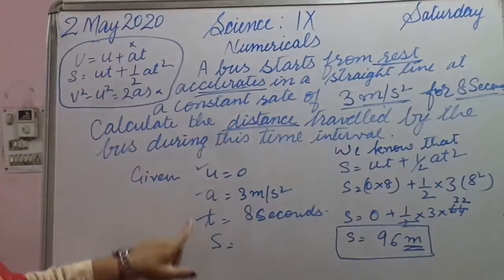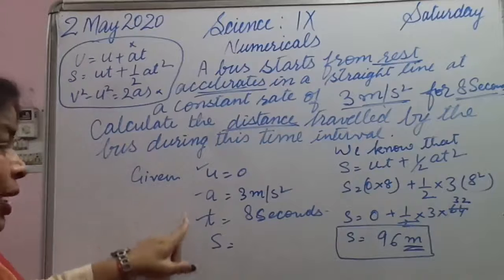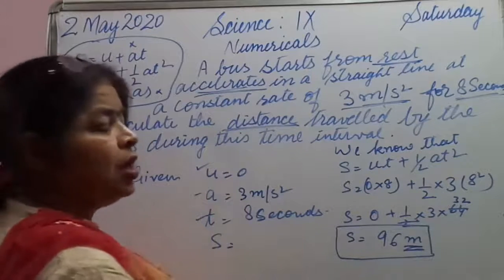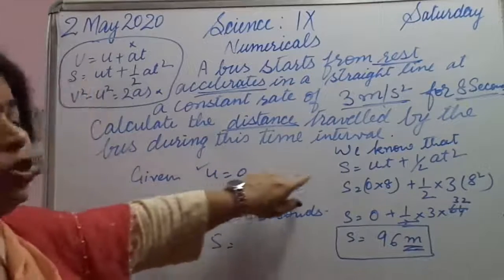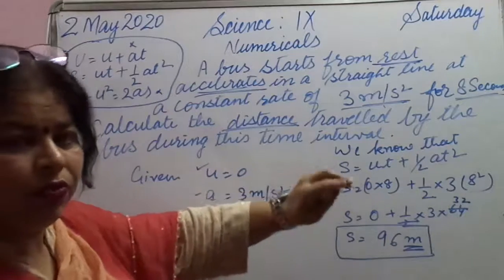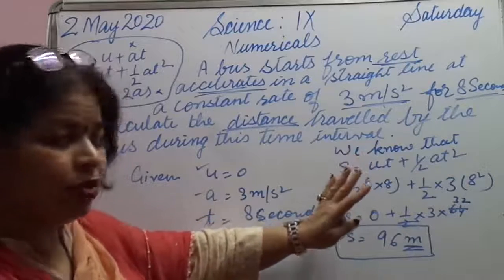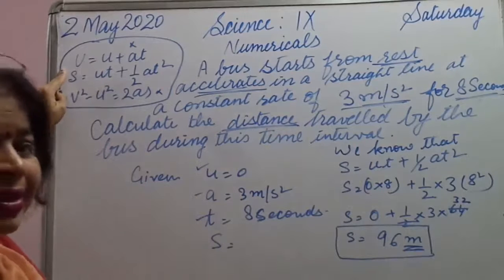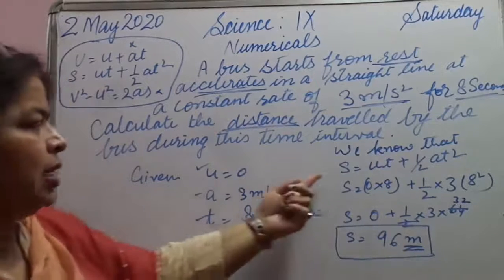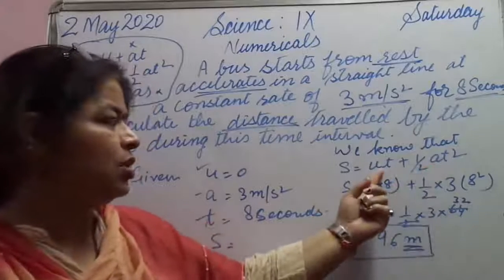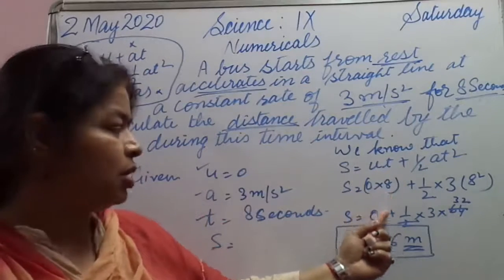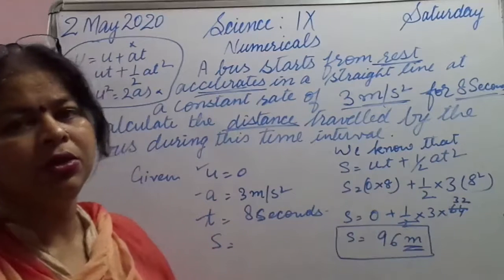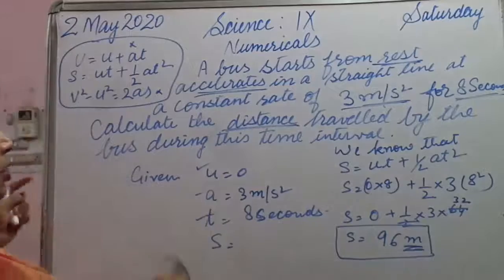So like this, you collect the data, and then you start using it. You have to see which formula is going to be used here. We do not require final velocity in this, so we are going to use the second one. So S is equal to UT plus half AT square. U is 0, so 0 into 8 becomes 0, plus 1 by 2 into 3 into 8 square. I hope it is very easy and clear to you.